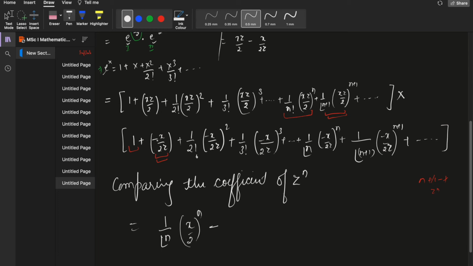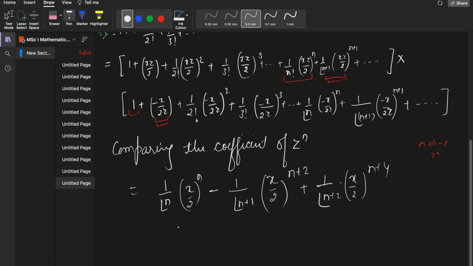Alright, so the second term will be minus of this, just because this is minus: minus 1 upon factorial n plus 1, x upon 2 to the power n plus 2, and so on. If I multiply the third term with this term, this will give me plus 1 upon factorial n plus 2, x upon 2 to the power n plus 4. Alright, so this series is nothing but Jn(x).